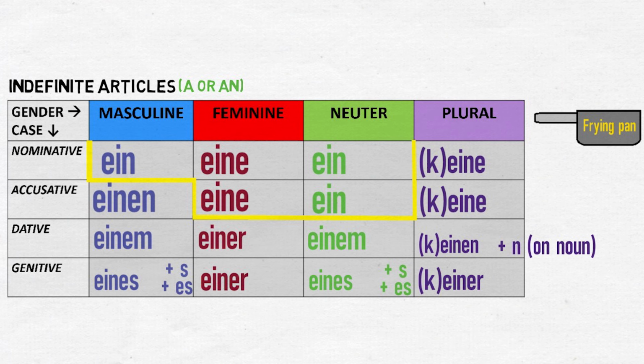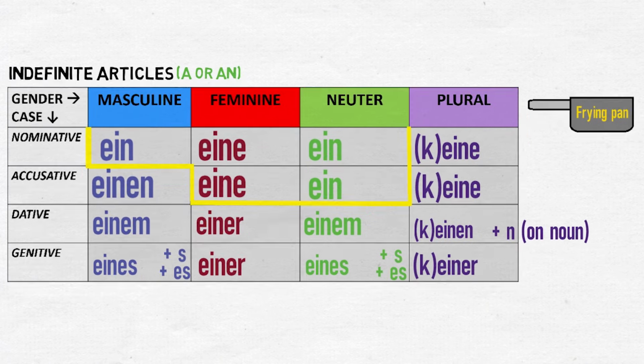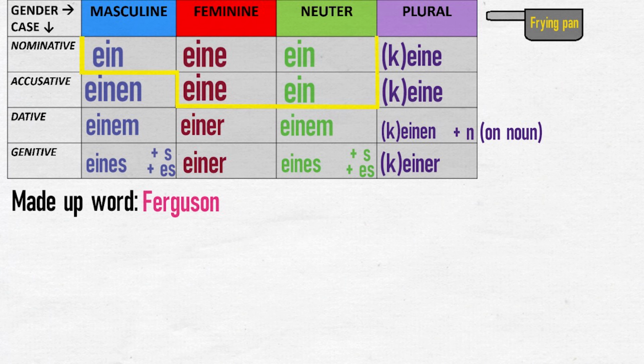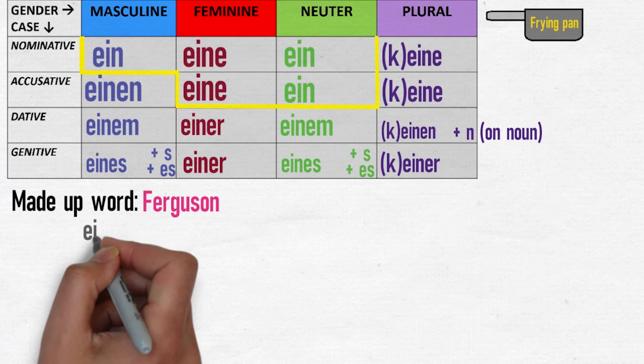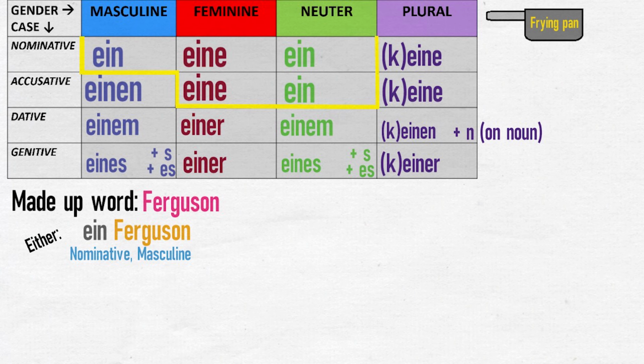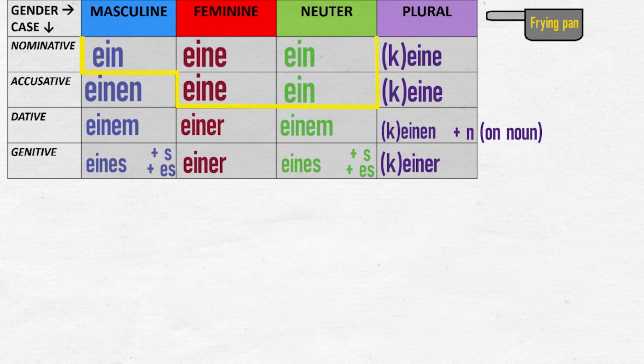For the indefinite article table, the gender of a noun is not always obvious, even if you know what case it's in. For example, if I make up a word, Ferguson, in this situation you can't tell which gender it is by the article. If the noun is written as ein Ferguson, we can see from our table that this could either be nominative masculine, or nominative neuter, or accusative neuter. And without knowing, it's a guess as to what gender this unknown noun is. That's why adjective endings with indefinite articles change, to reflect the gender.